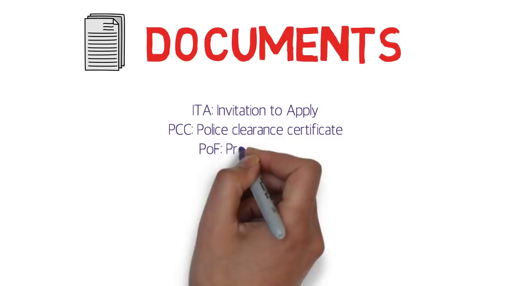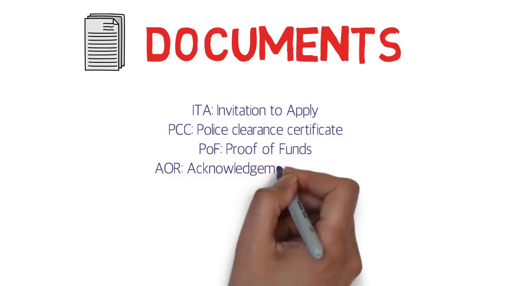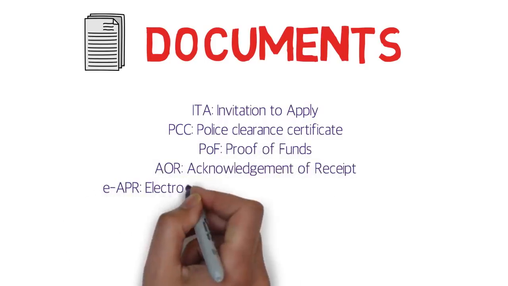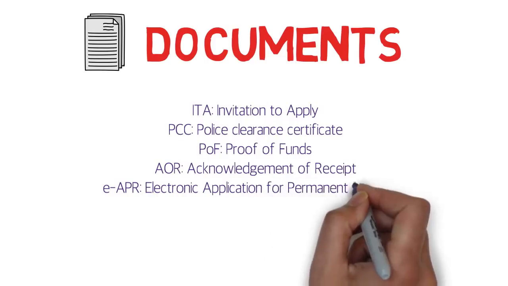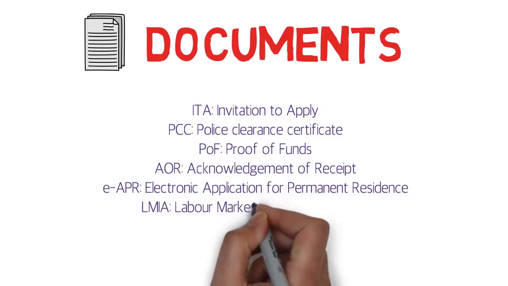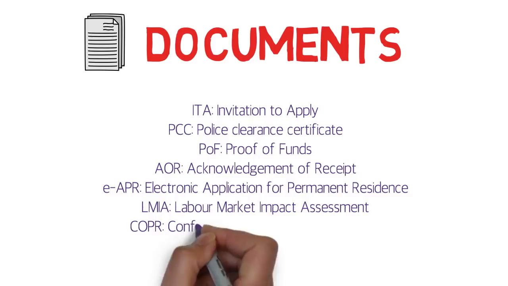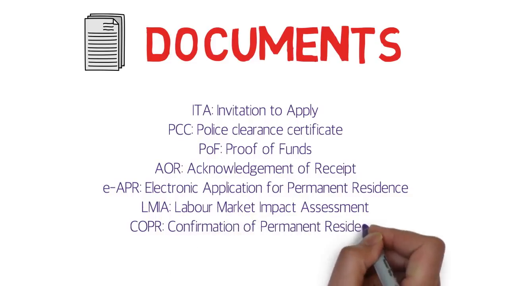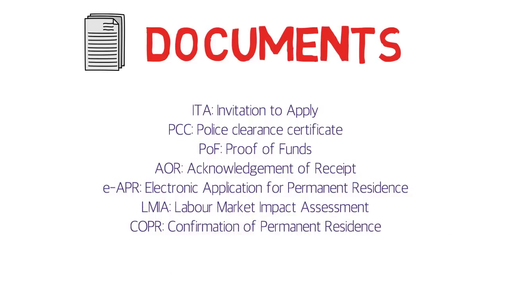The second one is PCC, Police Clearance Certificate, POF, Proof of Funds, AOR is Acknowledgement of Receipt, EAPR is Electronic Application for Permanent Residence, LMIA is Labor Market Impact Assessment, and COPR is Confirmation of Permanent Residence. Now ITA is the document which you get after the draw. That's the invitation from the government to apply for the permanent residence of Canada.